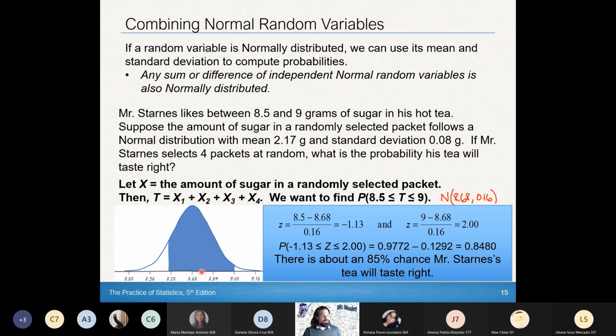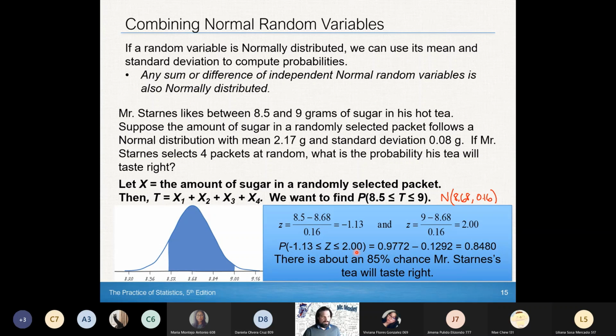In order to do this calculation, we need to standardize the upper and lower bound of our range here, 8.5 and 9. So we have a z-score for 8.5: 8.5 minus the mean divided by the standard deviation is negative 1.13. And for the upper bound of 9, we get 9 minus 8.68 divided by 0.16, which gives 2. So we're going to find the probability of z being between negative 1.13 and 2.